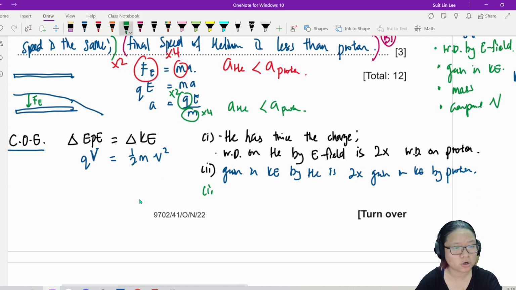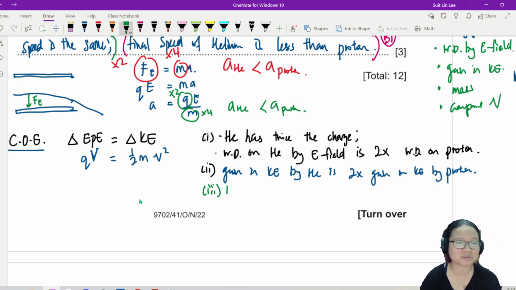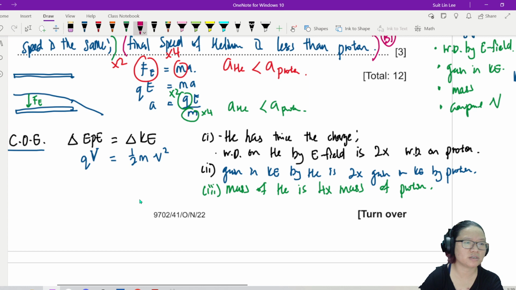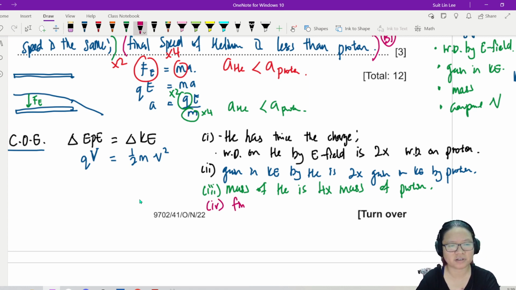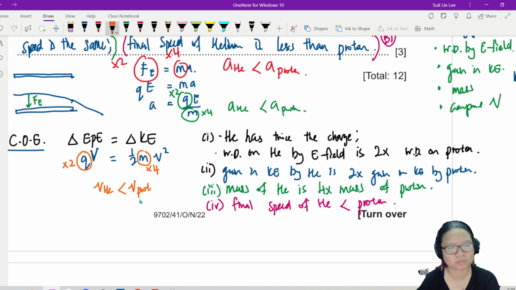Third step, we need to compare mass. Although helium got more energy, it has 4 times the mass. The problem is it's 4 times. Mass of helium is 4 times mass of proton. And because of this, finally, final speed of helium is less than proton. Okay, because if you look at this, charge times 2, but this mass times 4. So finally, velocity of helium is still less than the velocity of proton.